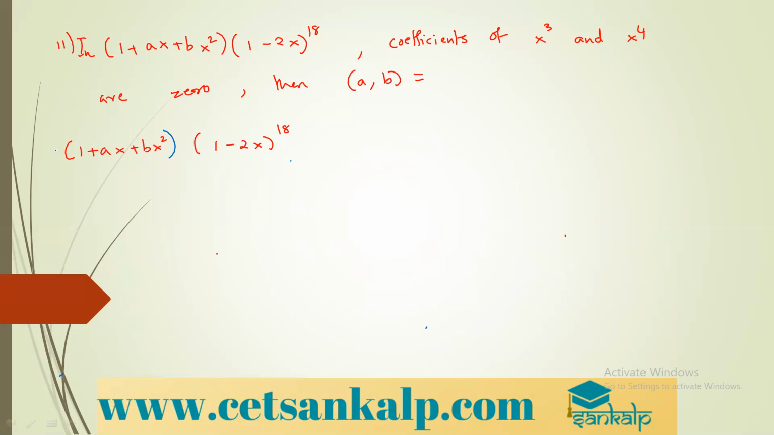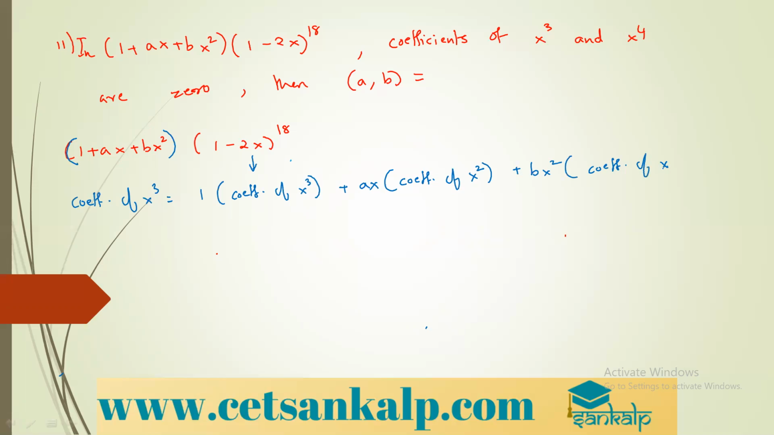Let me tell you what I am doing here. So I am taking the coefficient of x cube clearly. So 1 I have to multiply with, in this expansion, the coefficient of x cube, plus ax I have to multiply with the coefficient of x square. bx square I have to multiply with the coefficient of x. Total I will have the coefficient of x cube. Actually, I need not take this x, I need not take this x square, because I'm taking just the coefficients.